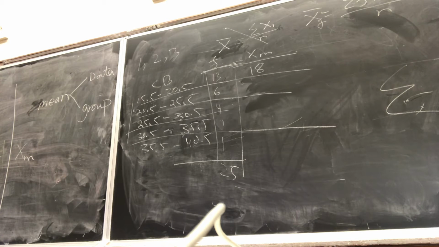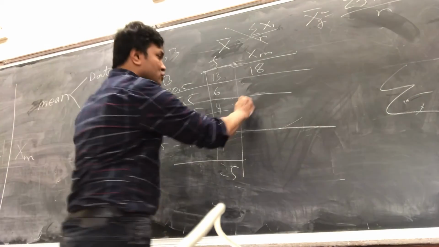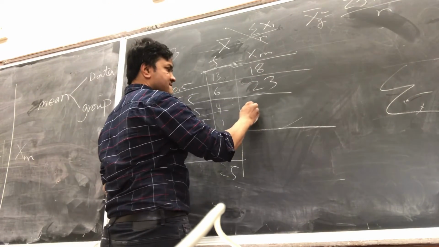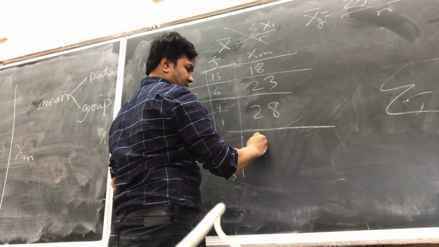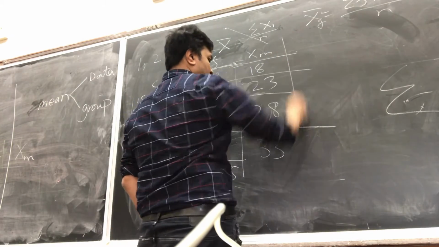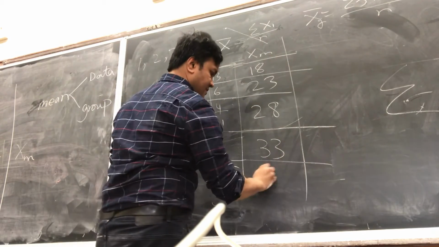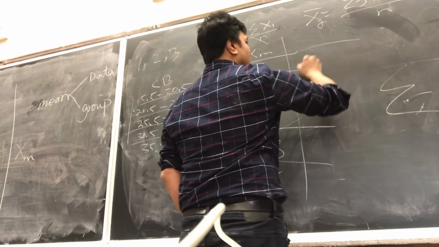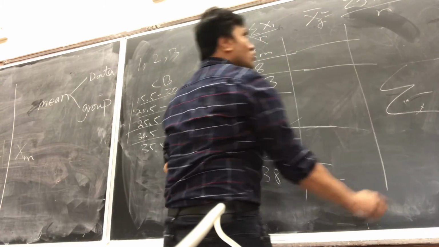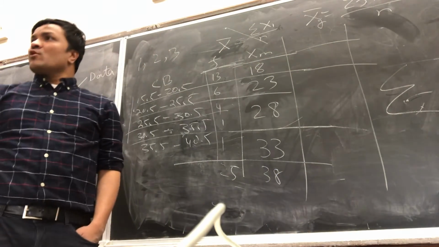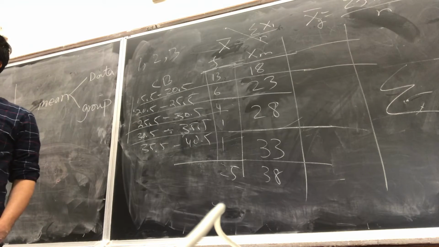Okay. So what should be the next one? Say it again. 23, 28, 33, and 38. Okay, great. Now we have to have one more column. Who can tell me what should be on the last column?